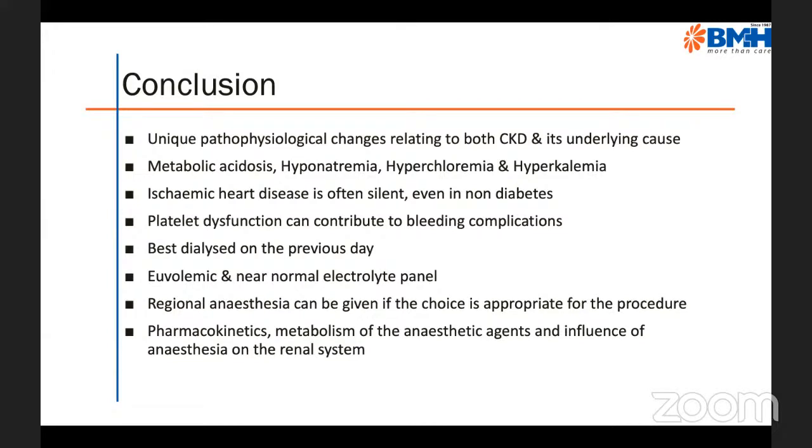Regional anesthesia, yes, we can give safely if the choice is appropriate for the surgical procedure. And the pharmacokinetics, metabolism of anesthetic agents, and the influence of anesthesia on the renal system have to be kept in mind before safely anesthetizing these patients.